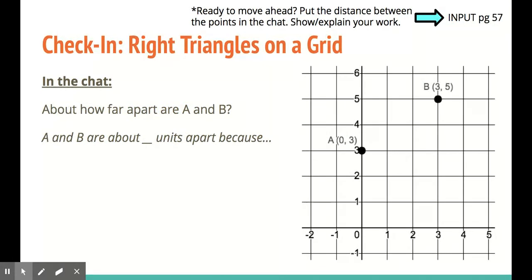So we have point A, which is at (0, 3), and point B, which is at (3, 5). We'll start by making an estimate about how far apart these two points are.